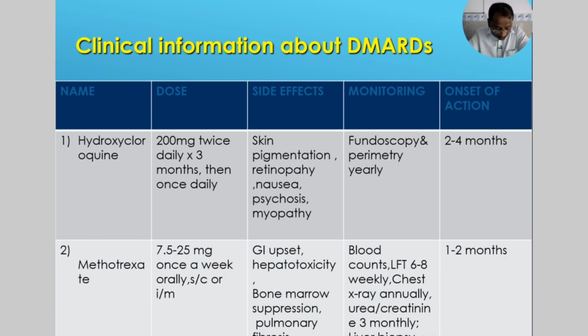Hydroxychloroquine is very cheap, available in 200 mg, 300 mg, and 400 mg. So what are the side effects? Skin pigmentation is very common with hydroxychloroquine. Retinopathy: once a year, you screen for retinal changes when the patient is on hydroxychloroquine. Nausea. Some people present with psychosis and myopathy. But skin pigmentation and retinopathy are the most common with hydroxychloroquine therapy.